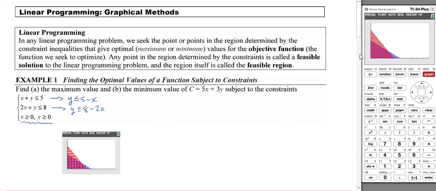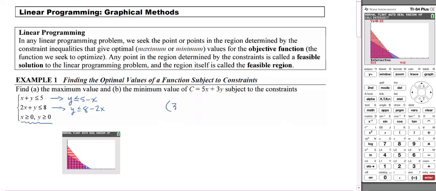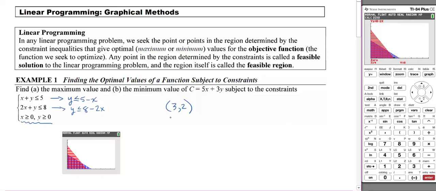So our job is to find the points. Let's find the intersection between those two boundary lines. We get the point 3, 2. And we can also find the zero. We want the zero not of the blue function but of the red, so left bound, right bound, and we get 4, 0.